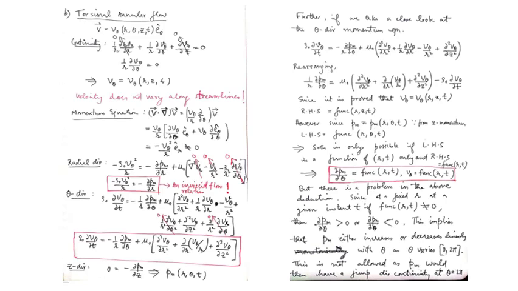Okay, so this implies that pm either increases or decreases depending on whether the derivative is positive constant or negative constant. So pm either increases or decreases linearly with theta as theta varies from 0 to 2 pi at that radius.